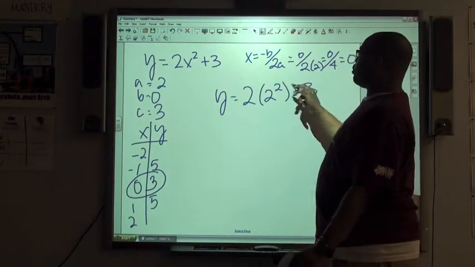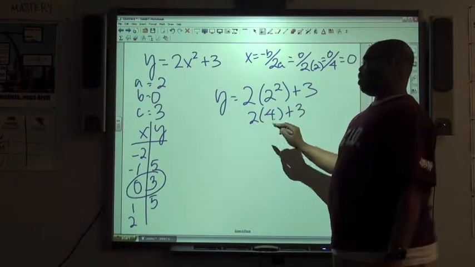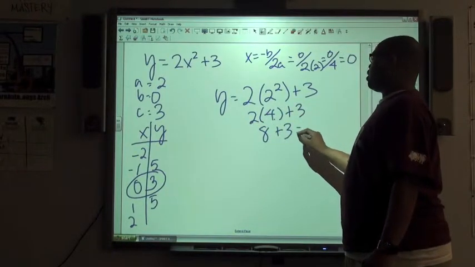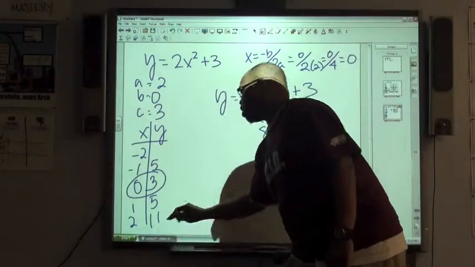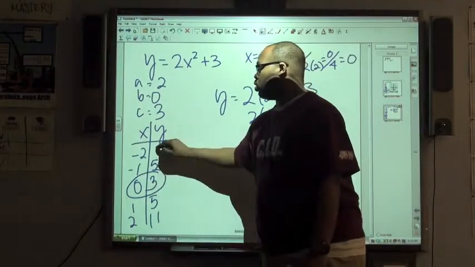Order of operations, exponents first. 2 squared is 4. 2 times 4 is 8, plus 3 is 11. So I also know that negative 2 goes to 11.